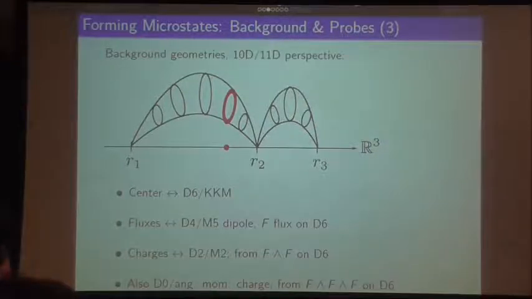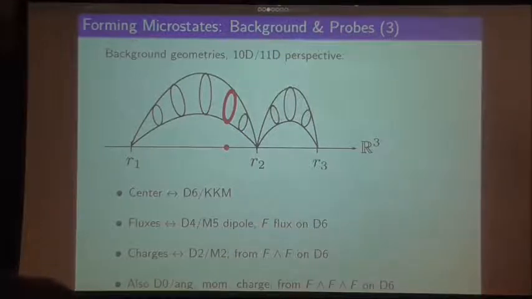Good, so just a little bit more about the 10D, 11D perspective, if that's more familiar. These solutions uplift to 10 dimensions, and the centers then uplift to D6 branes. Of course, in 11 dimensions, this becomes KK monopoles, so that's how you see the smoothness coming in, because KK monopoles are smooth. The fluxes that I said are threading these S2s become D4 brane dipole charges, and you can also see this as a magnetic flux on the D6 brane in 10 dimensions.